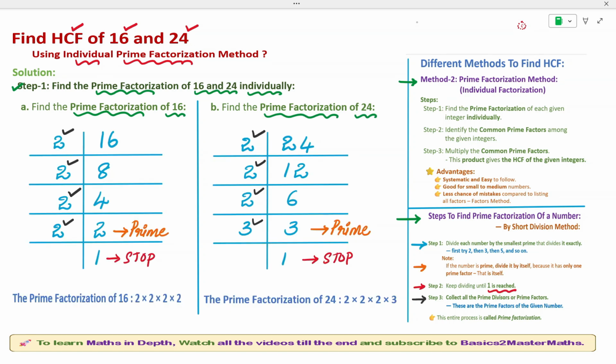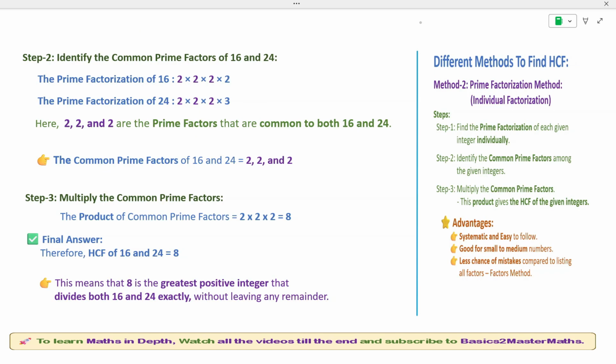Since we have already practiced several problems on prime factorization, we will skip this step. So, the prime factorization of 16 is 2 multiplied by 2 multiplied by 2 multiplied by 2. Got it? Also, the prime factorization of 24 is 2 multiplied by 2 multiplied by 2 multiplied by 3. Got it? Let us move on to step 2.